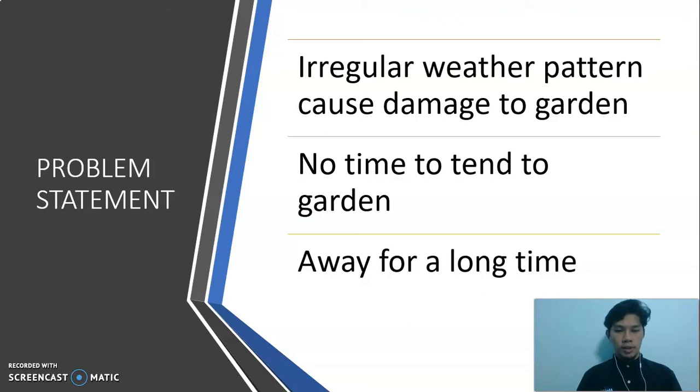The third problem statement is being away for a long time. Some people like to travel, or it's holiday time, and they want to take a vacation. The garden will be unattended for a very long time, and by the time they get back, the garden has wilted.